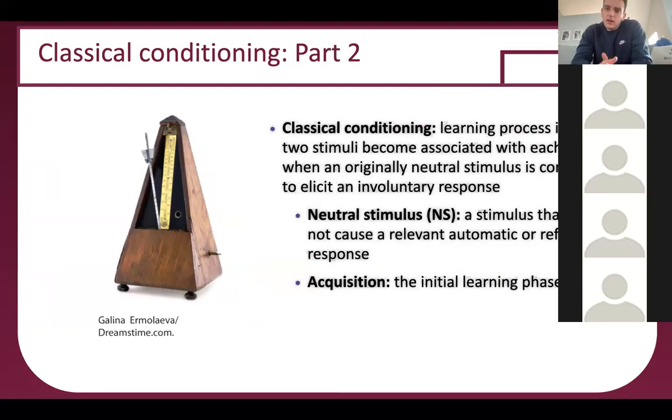Classical conditioning is a learning process in which two stimuli become associated with each other. An originally neutral stimulus is conditioned to elicit an involuntary response. Okay. So an example of this would be my dog, she really loves cheese, as most dogs do. If she hears the cheese drawer open in our fridge, she will come from wherever she is in the house and try and get some of that, because my girl loves cheese. So she has associated that sound with getting food.